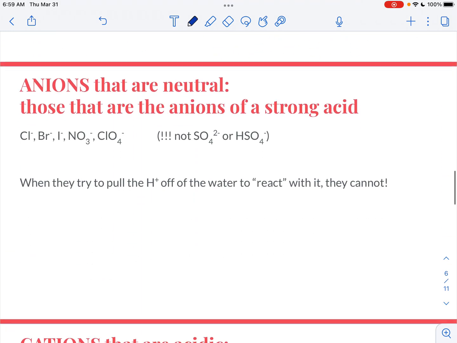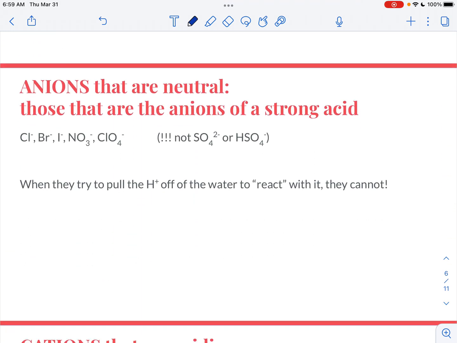The anions you can categorize as mostly neutral or basic, although there are a few that would be acidic. And so we want to make sure that you're strong with the ones that are anions that are neutral. So again, these are the anions of strong acids. So this would be like the anion of the strong acid HCl, or the anion of the strong acid HBr, or the anion of the strong acid HNO3. So there we're talking about all of those anions.